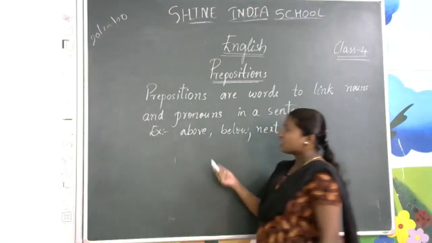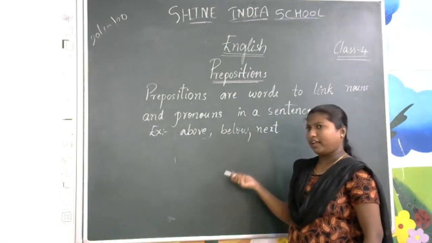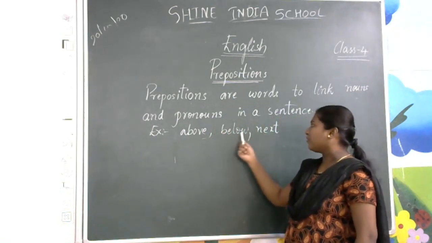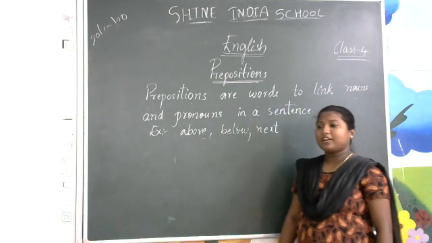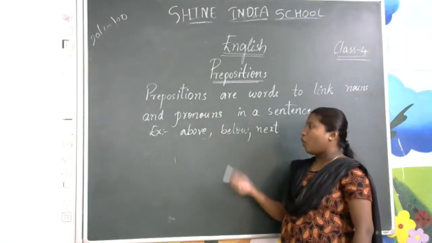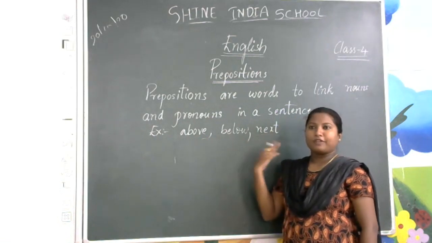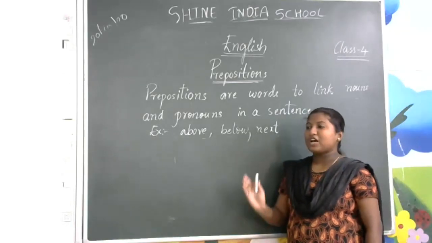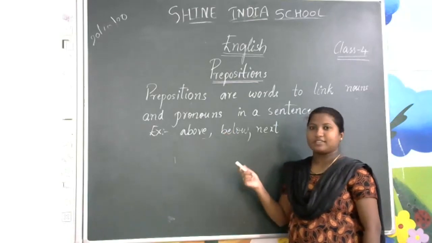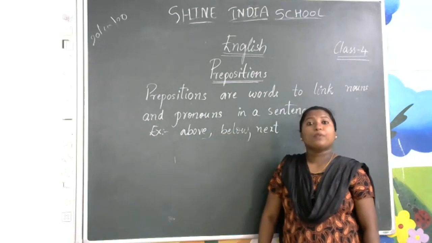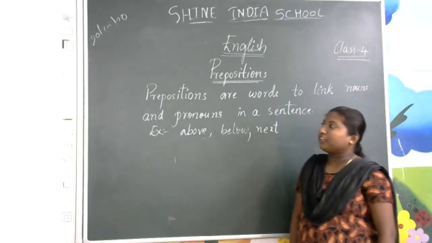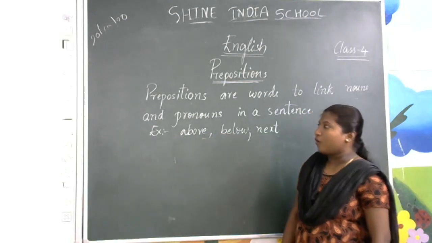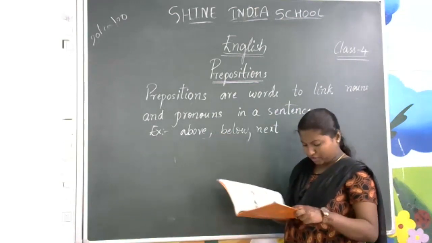These are the words. This is not a conjunction. This is not a verb. This is not a noun. This is not a pronoun. Then what are these words which we find in the sentences? Above, below, next, up, down, front, back. Then what are these words? The words which are left with us are prepositions. Children, what are those words? Prepositions. Repeat the word, children. Prepositions.